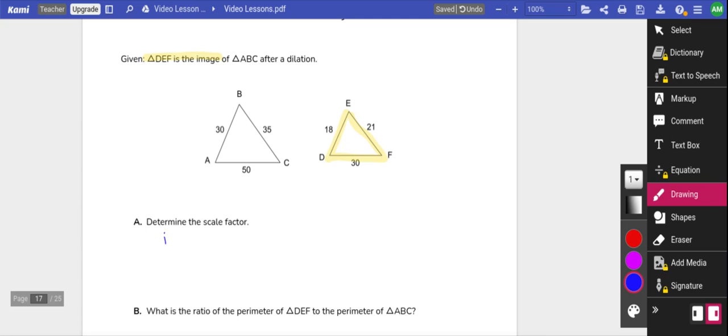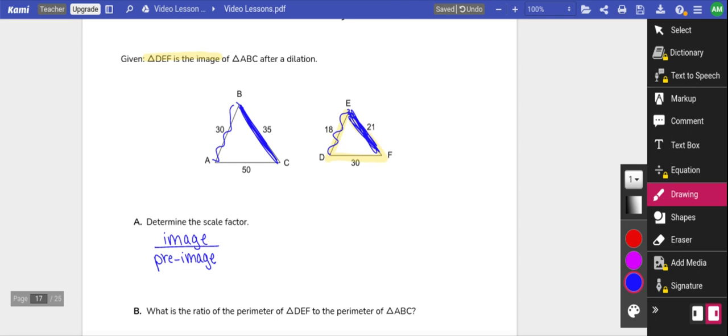So to find the scale factor, I'm going to take a side of my image and put it over a corresponding side in my pre-image. Because this is already labeled DEF and ABC, I know which sides correspond. And it just so happens that DE and then over to F, AB, and down to C are oriented the same way, which is really helpful to me.